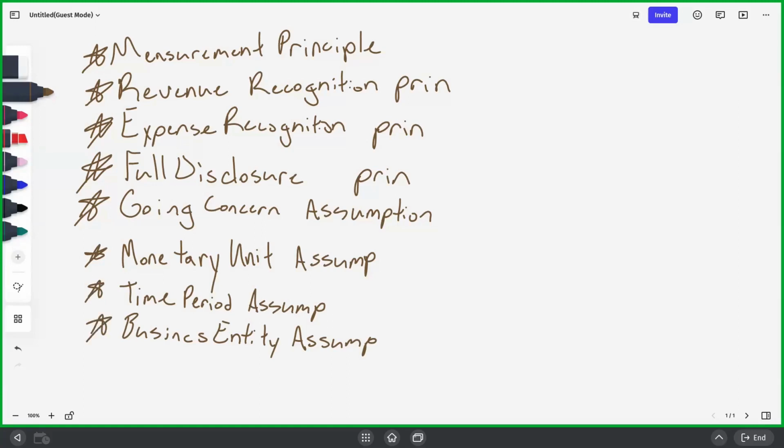So before I start getting examples, let's run through these. So the measurement principle, does anybody have a good definition for that? Does it have to be word for word, or just something that they understand it as? Anyone?